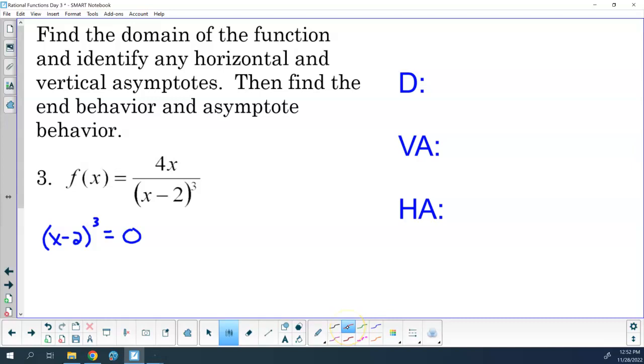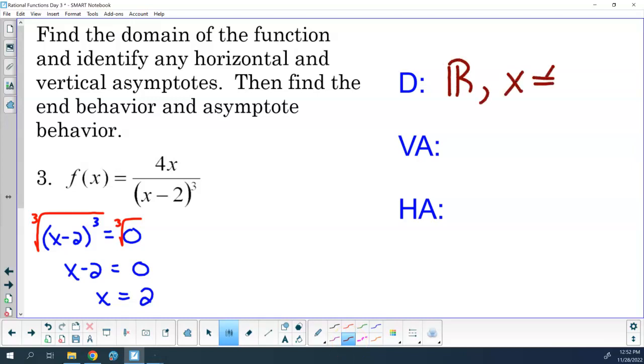First thing I would do is cube root both sides. Cube root of the left side is just x minus 2. Cube root of the right side is 0. Add 2 to both sides, x equals 2. So the domain of my function is all real numbers, but x cannot equal 2, which means I have a vertical asymptote at x equals 2.